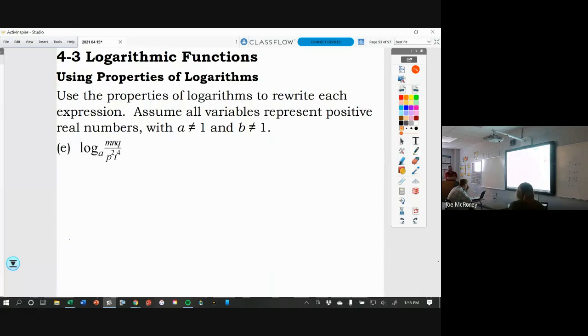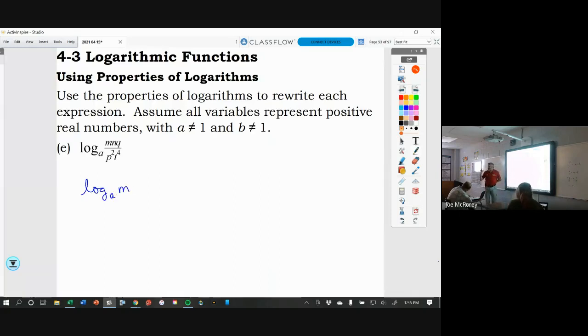MNQ. Did you think that was a Y? MNQ. Okay, I said P. So this is log, and again on this one I will go straight to the answer, but I'm going to write an extra step here. This is log base A of M.